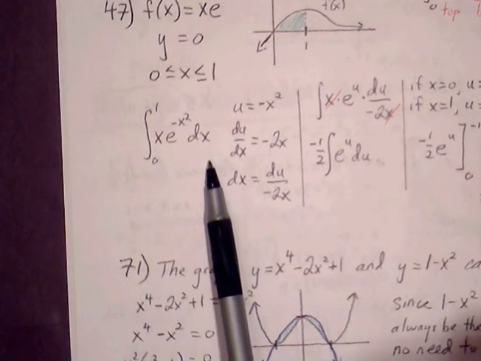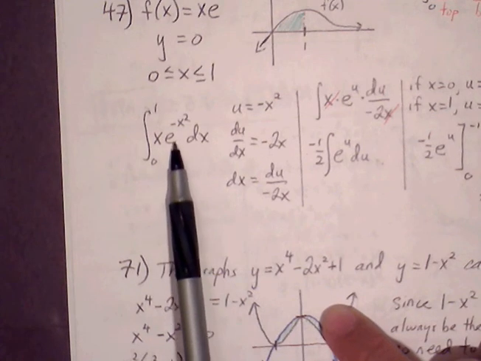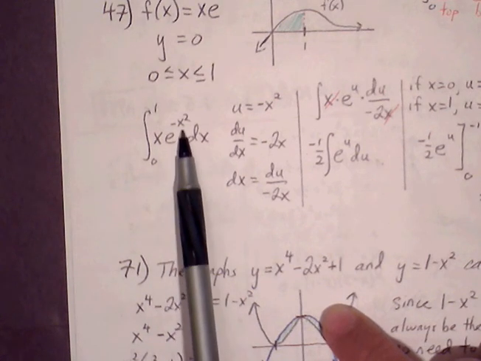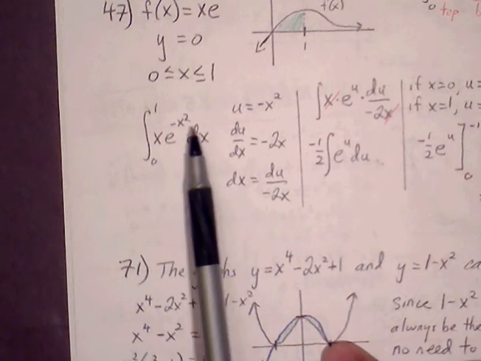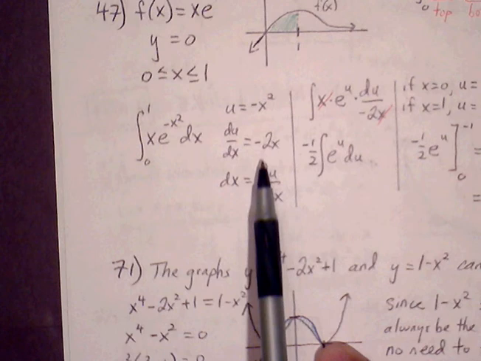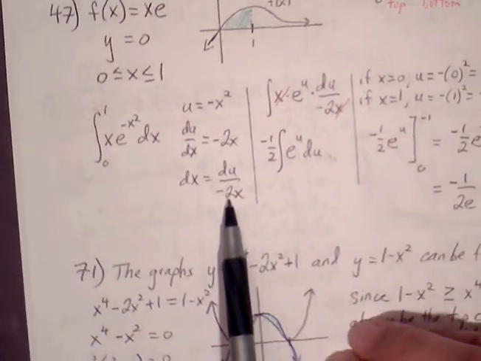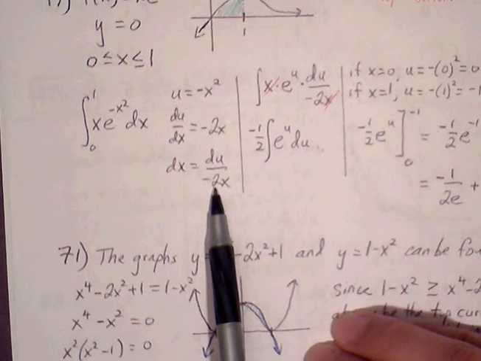So if we look at this, we can think about the rules that we've learned to evaluate. So this is in the form of e to the u. So we have to go through u substitution. Our u value is negative x squared. Our derivative is negative 2x. Solve for dx, we get du over negative 2x. Plug in and start making our substitutions.